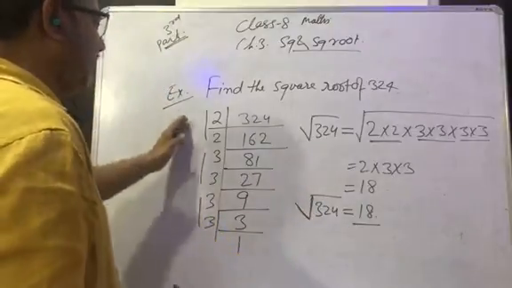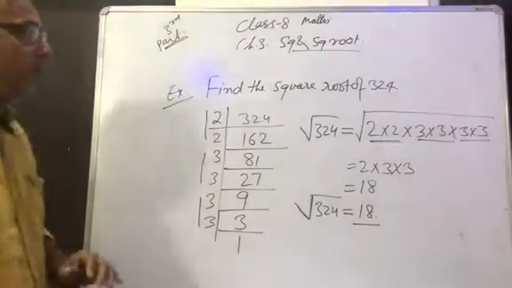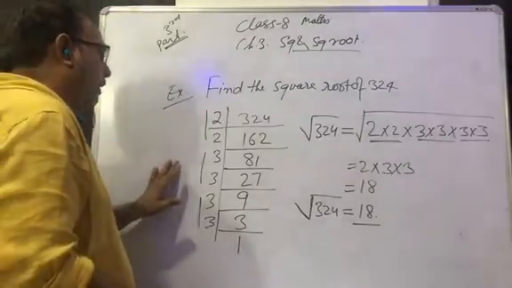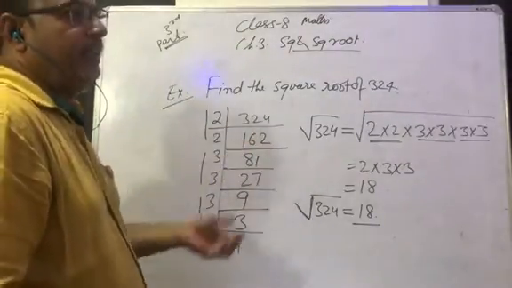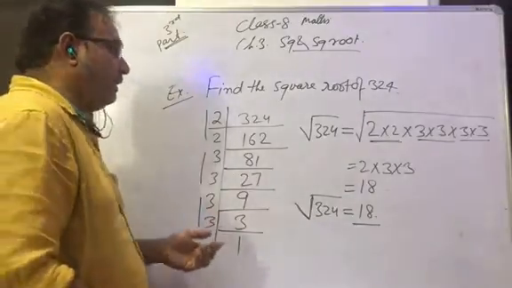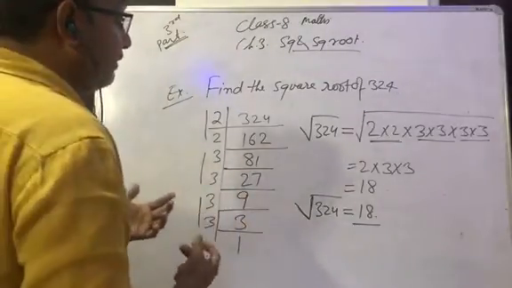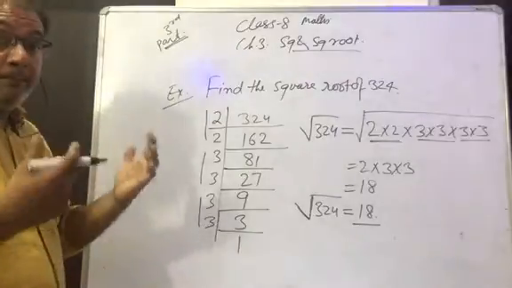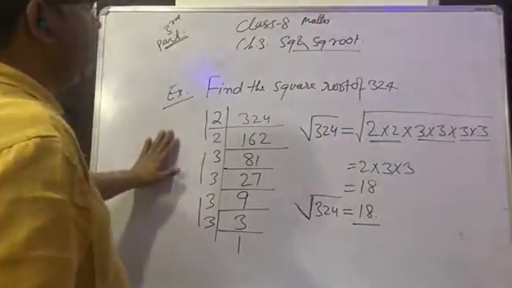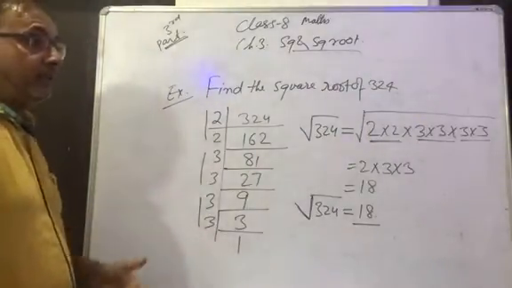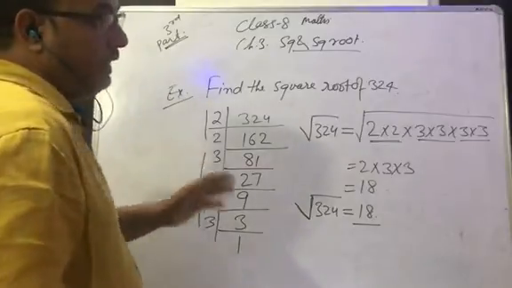But prime factorization is basically helpful for small numbers like 2 digit, 3 digit, 4 digit, even 5 digit. But after that, if the number becomes large, then we can use the division method to find out the square root of any number.